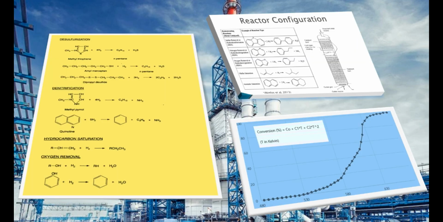These are some examples of common reactions in hydrotreating processes. These reactions are catalytic and exothermic in nature. In HYSYS, the conversion reactions can be expressed as conversion equals C0 plus C1 times T, that is temperature, plus C2 times T raised to power 2.